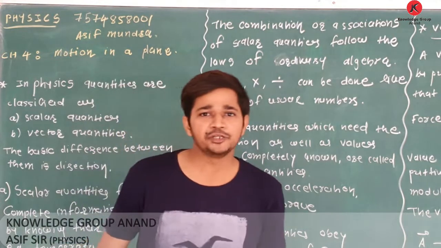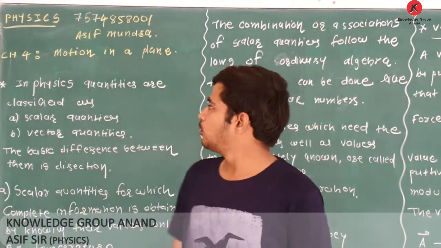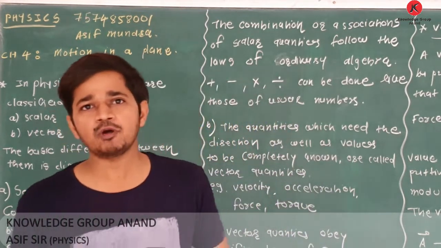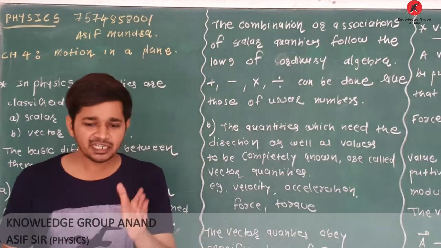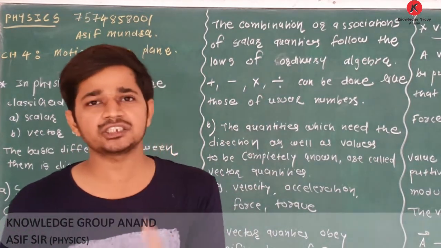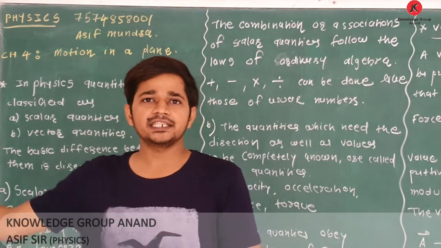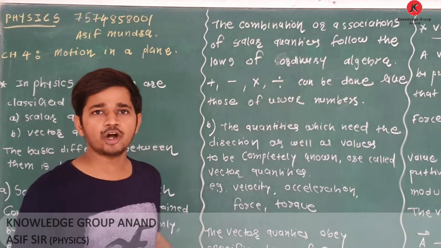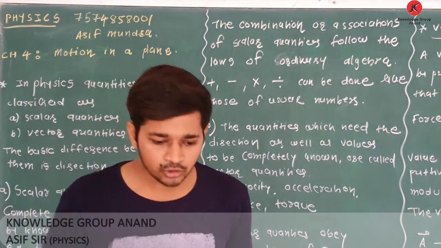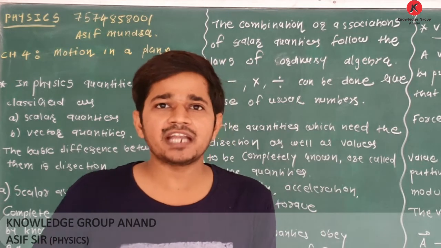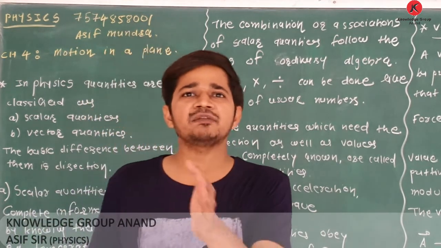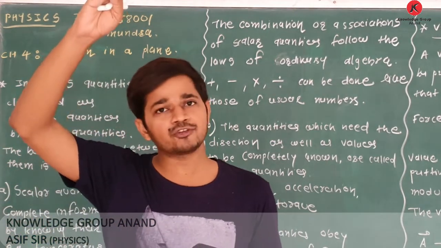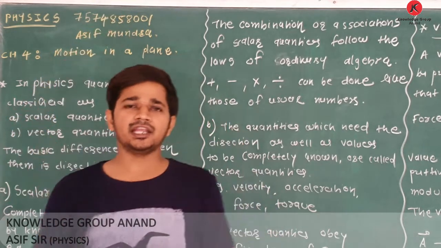Today we will start new chapter number 4, motion in a plane. In last chapter we discussed motion in a straight line. Straight line means only two directions are possible: right side or left side, upward or downward, north or south. To differentiate these two directions, we have used plus and minus sign. For upward direction, if it is positive, then for downward direction, it is negative.